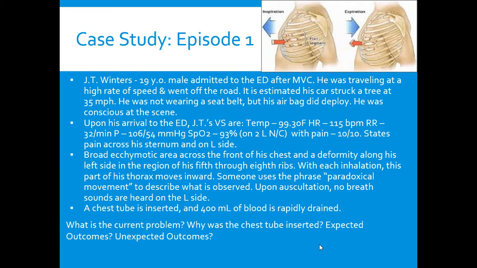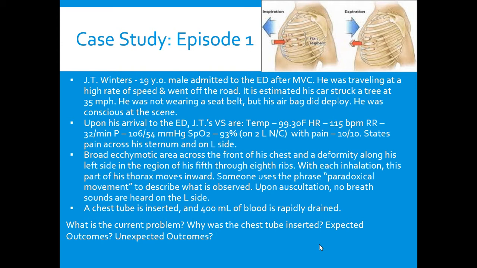Upon his arrival to the ED, JT's vital signs are: temp 99.3, heart rate 115, respiratory rate 32, blood pressure 106/54, and 93% oxygen saturation on 2 liters. He's got pain 10 out of 10. He states the pain is across his sternum and on his left side. There's broad ecchymosis across the front of his chest, and a deformity along his left side in the region of his 5th through 8th ribs.